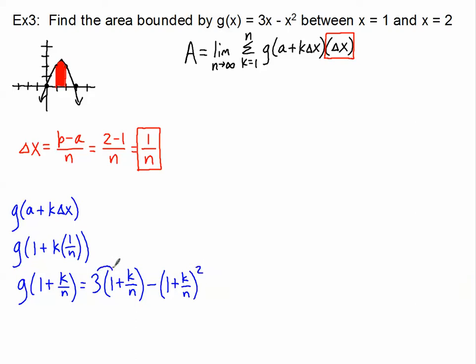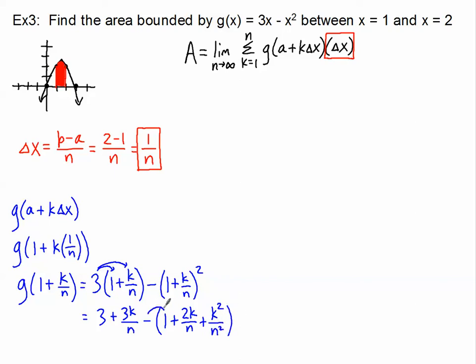I'm going to distribute the 3. 3 times 1, 3 times k over n would be 3k over n. And I'm going to be subtracting. I need to FOIL this binomial. I'm going to put it in parentheses since I'm going to be subtracting all 3 parts. 1 squared is 1. The inner terms would give me 1k over n, and the outer terms would be another 1k over n, so that makes 2k over n. Please go off to the side of this if you need to FOIL this where you can see it. And then k over n quantity squared would be k squared over n squared. So that's foiling that binomial.